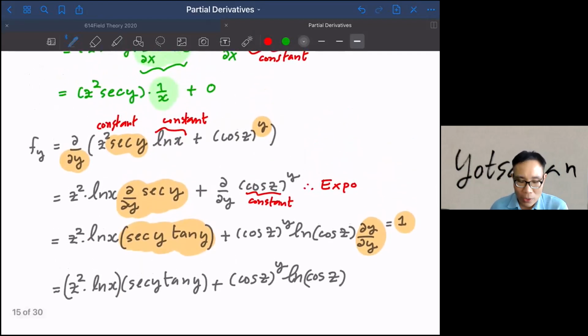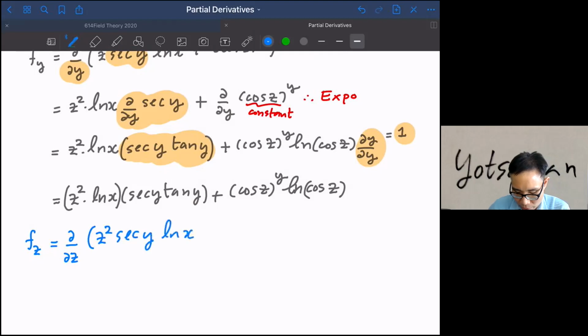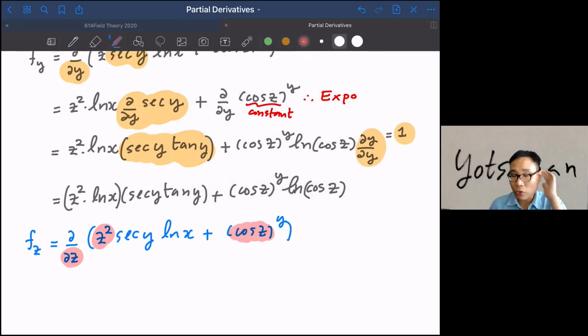I will let you do fz on your own, and I'll give you the solution during the recitation. It's going to be dz of z square sec y log x plus cos z to the y, and you find the derivative of these two terms. Do this one on your own first, and we're gonna discuss it during the recitation.